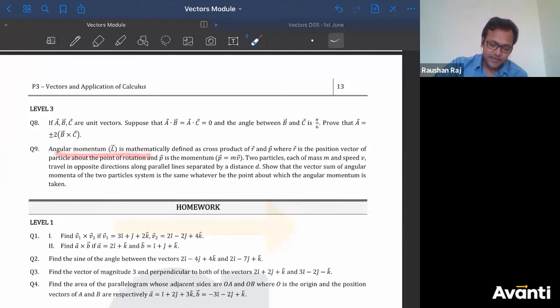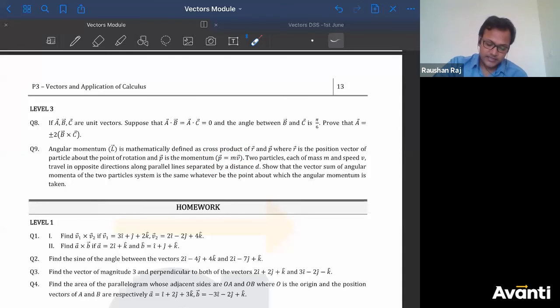Angular momentum L is mathematically defined as the cross product of R and P. ठीक है, बता रहा है तुम्हें, समझा रहा है. What is R? R is the position vector of the particle about the point of rotation. R क्या है बच्चा लोग? Position vector of the particle about the point of rotation. And P is momentum. क्या है बच्चा लोग? P is the momentum. That is, P is defined as m into v. M क्या है? Mass. V is the velocity. So m into v vector is the momentum.